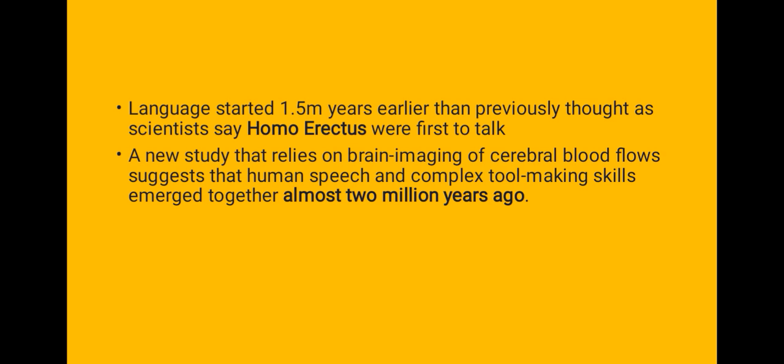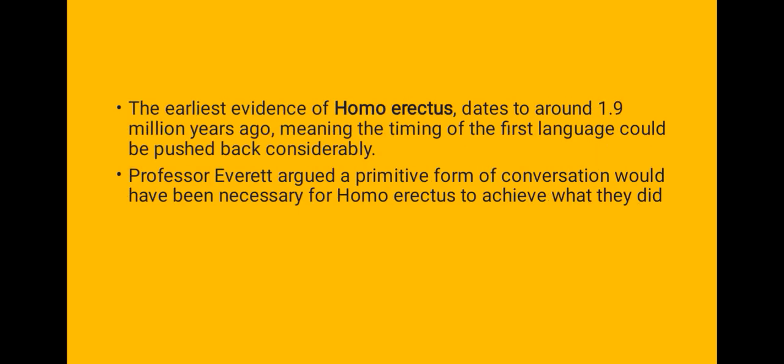Language started 1.5 million years earlier than previously thought, as scientists say Homo erectus were first to talk. A new study that relies on brain imaging of cerebral blood flow suggests that human speech and complex tool making skills emerged together almost 2 million years ago. The earliest evidence of Homo erectus dates to around 1.9 million years ago, meaning the timing of the first language could be pushed back considerably. Professor Everett argued a primitive form of conversation could have been necessary for Homo erectus to achieve what they did.